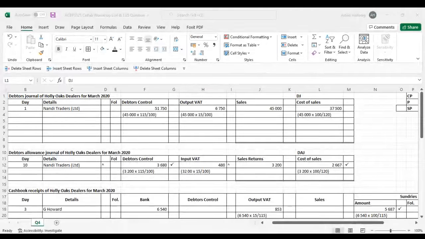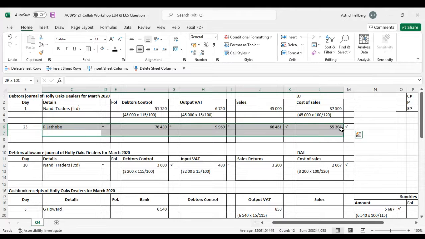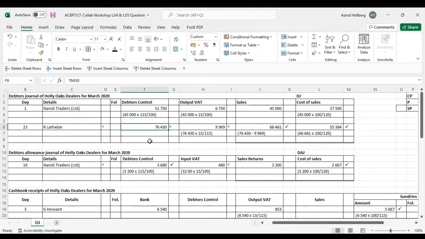Okay, so on the 23rd, we sold inventory on credit to our Latebe. So we said credit would go to debtors journal. So we would capture that information exactly the same as we would have done Nandi traders. So they've given us the 76,430, and then we would work out the output VAT, and then the sales would be the remaining amount. And then we have to calculate the cost of sales, which is the sales value times 100 over 120.